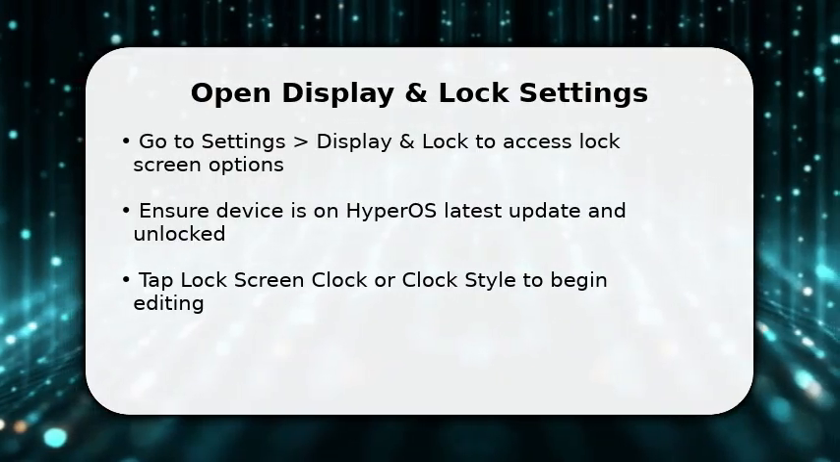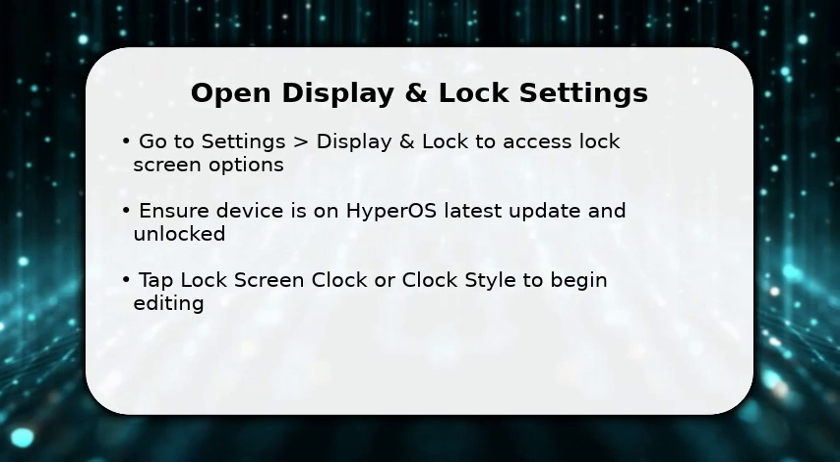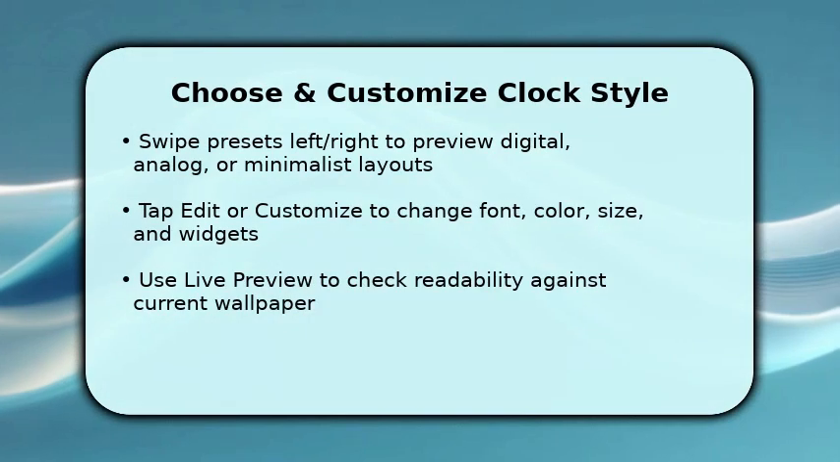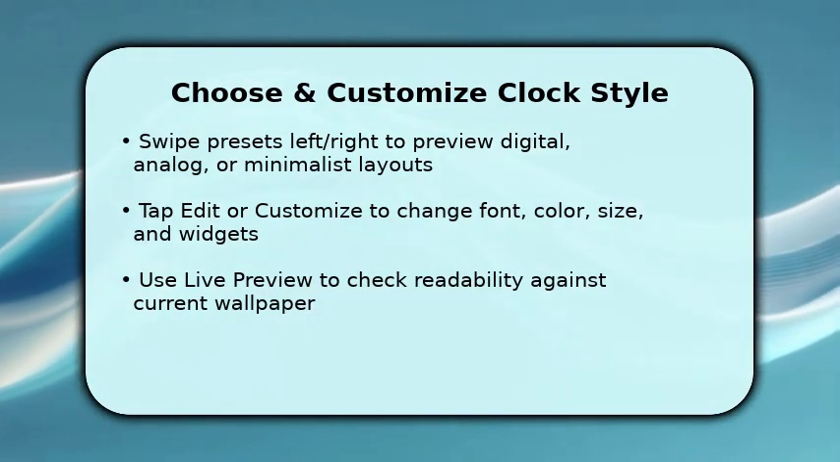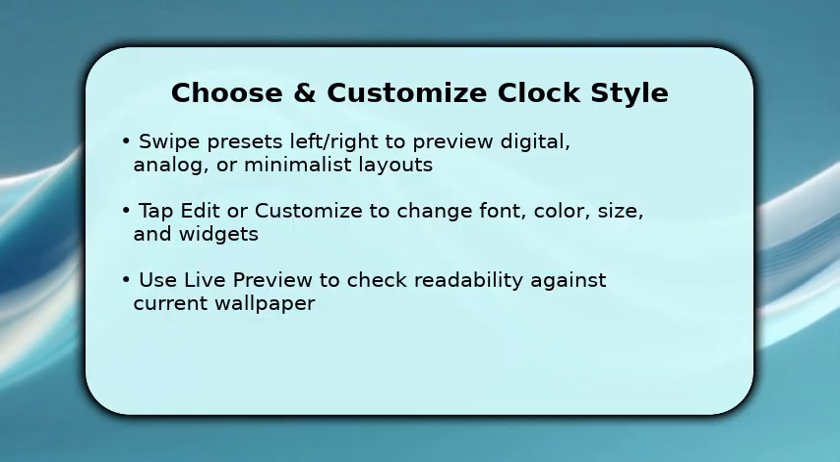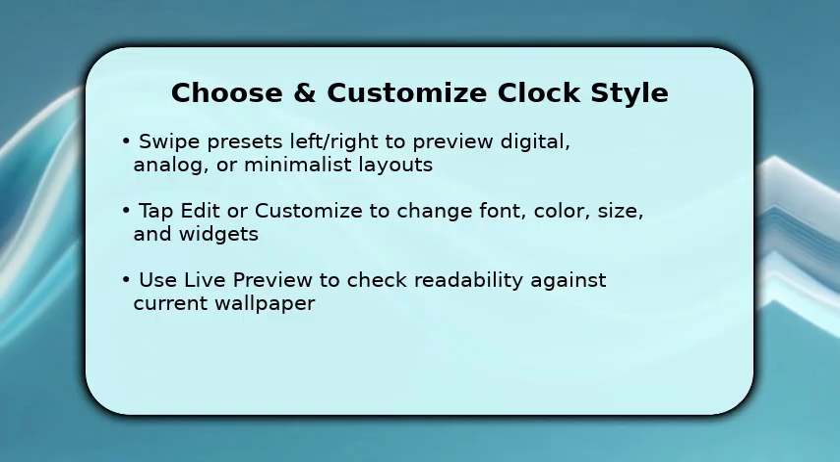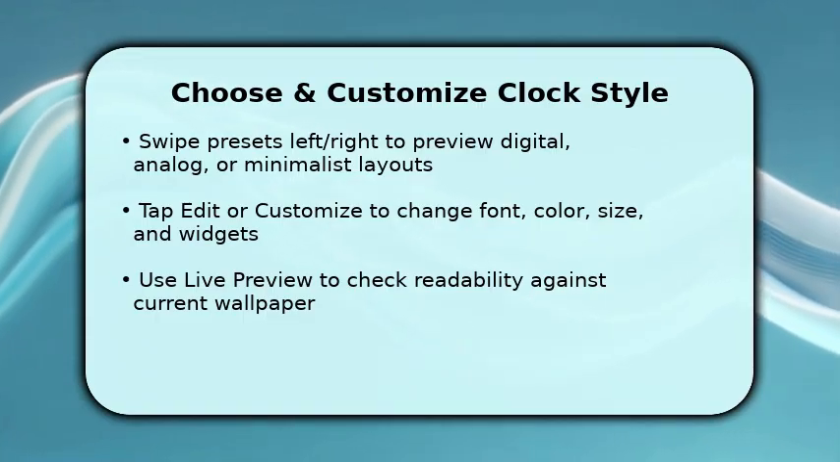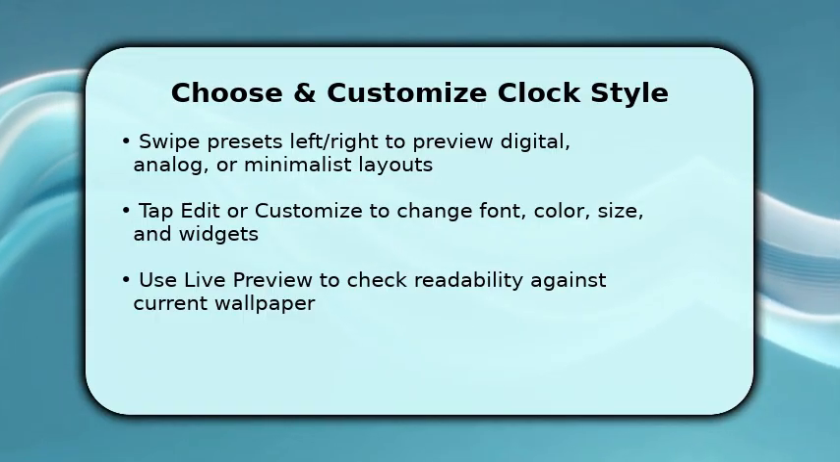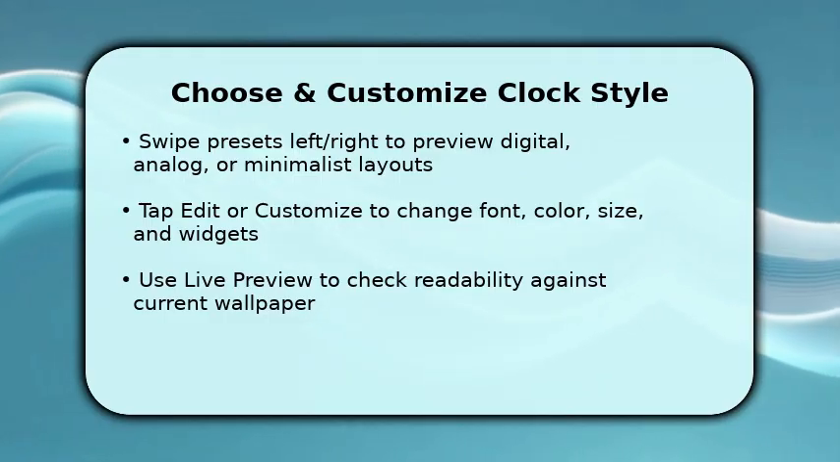Now pick a preset by swiping through digital, analog, and minimalist options. You're looking for readability and aesthetics. Tap Customize to change font weight, color accents, size, and which secondary widgets show beneath the clock. Use the live preview so you can evaluate contrasts against your wallpaper and adjust text color or shadow for legibility.